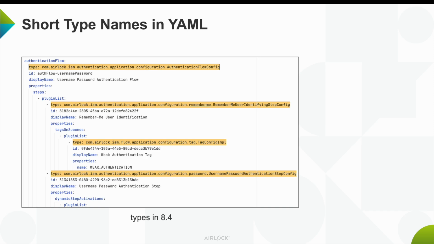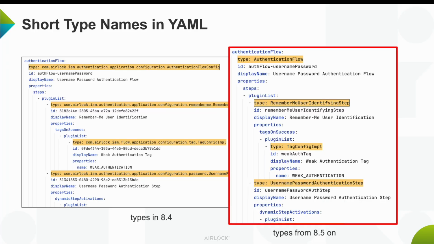Let's start with short type names in YAML. In 8.4, we used fully qualified class names to identify the type of a plugin in the YAML config format. Starting with 8.5, it uses short type names as shown in this example. This makes reading and editing configuration files easier.